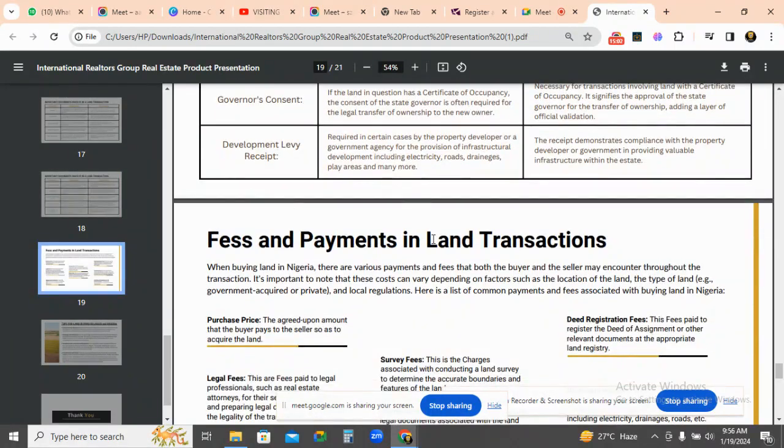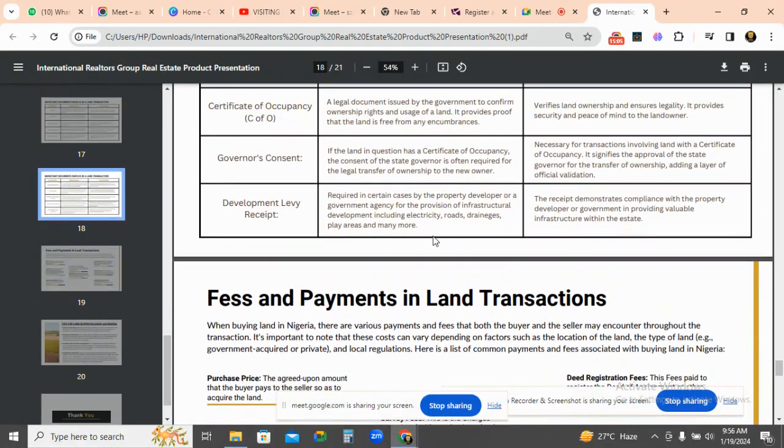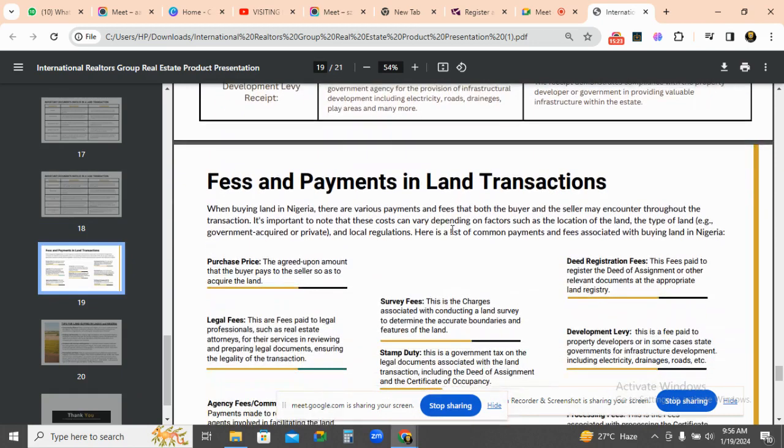And then we talk about the development levy receipt. The development levy receipt is the receipt you get when you make payment to a property developer or a government agency for the provision of infrastructural development. You understand, including electricity, roads, drainages, and the rest. So please make sure you go about it. As you can see, I fast track it.